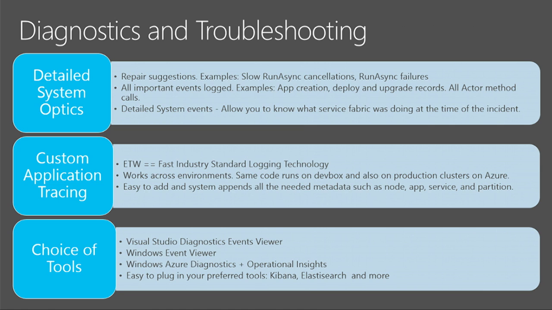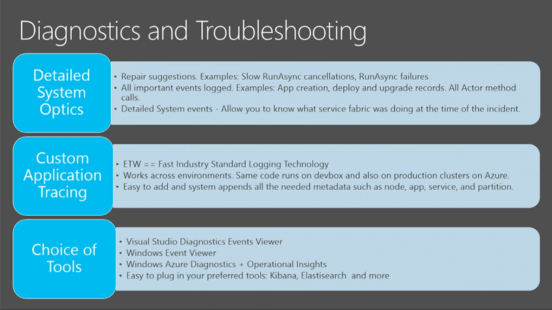Since we use ETW, of course, the custom tracing code that you write works on your local dev box when you're deploying, and then also the same code can be deployed onto the cloud, and then it works there. You don't even have to rewrite anything.